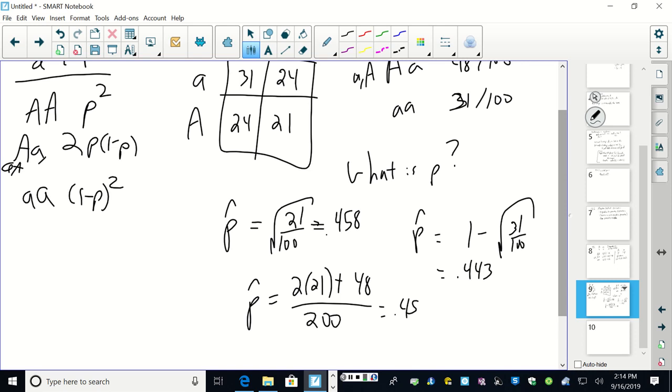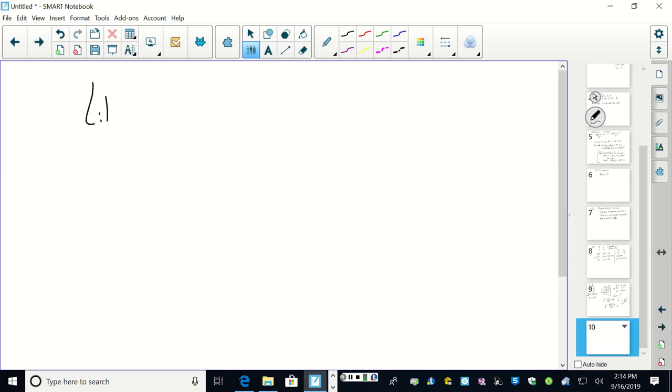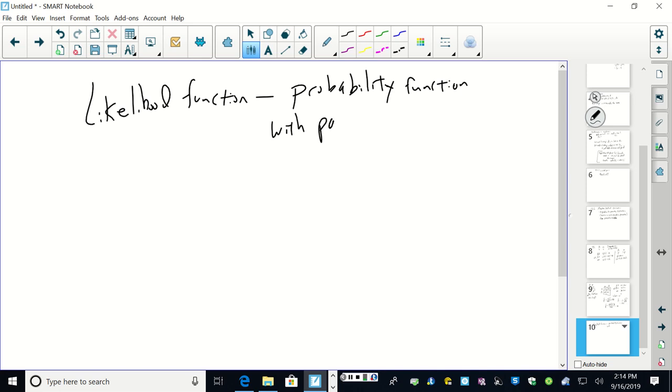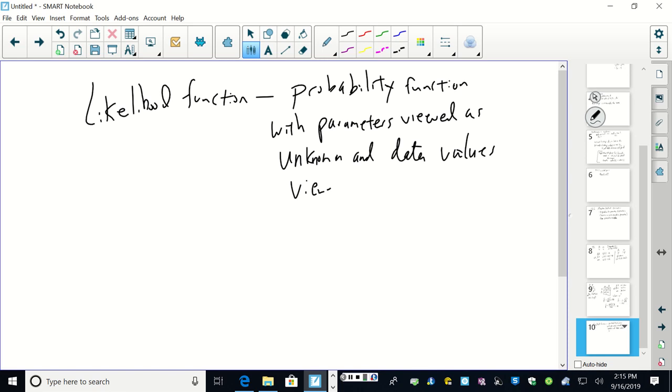Some things, just looking at it, seem to not use as much information. That's one issue with the ranks for some non-parametric things, or just using part of the data. So maximum likelihood: a likelihood function is a probability density function. I'll just say probability function for now, since we're dealing with discrete things, with the parameters viewed as unknown and data values viewed as known.